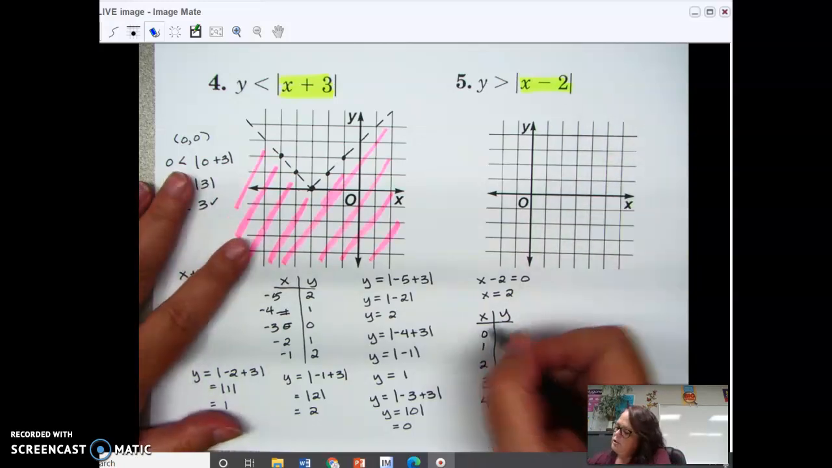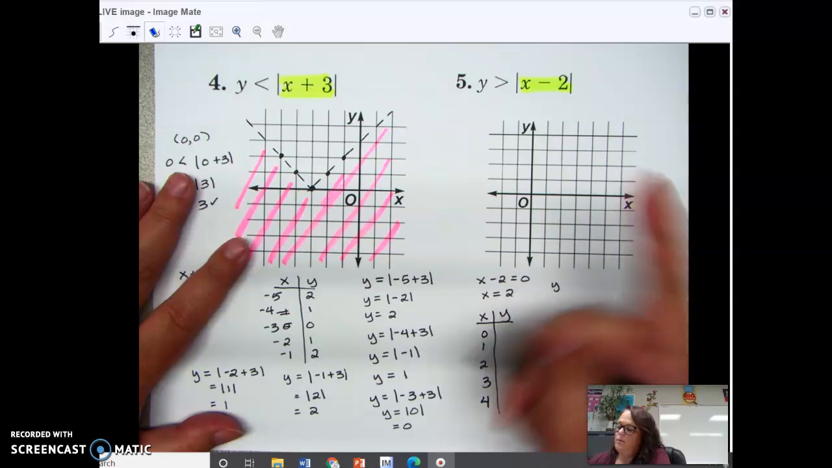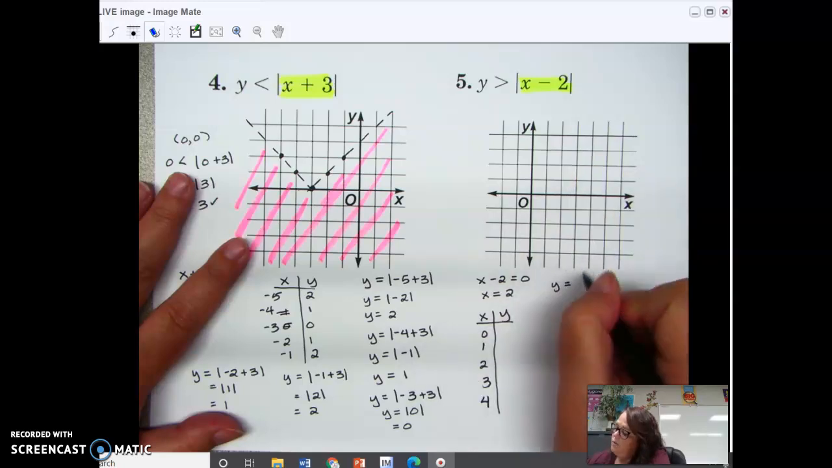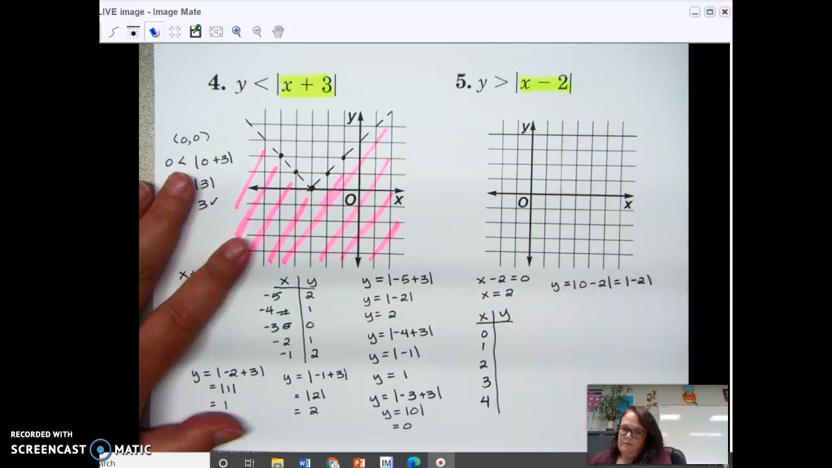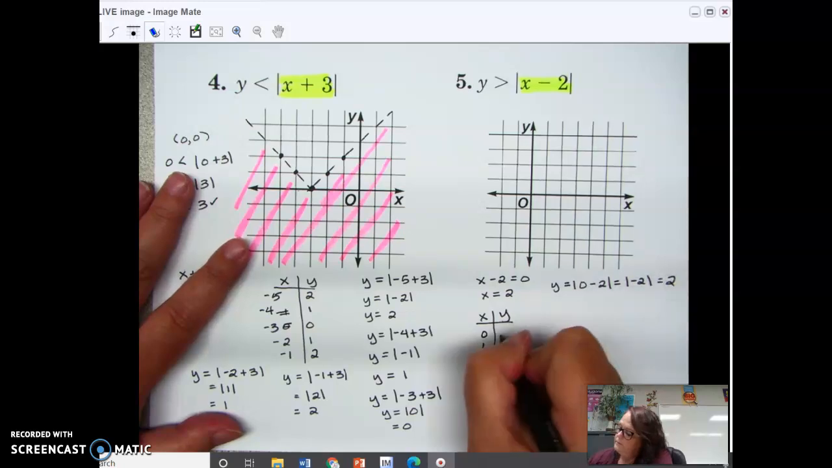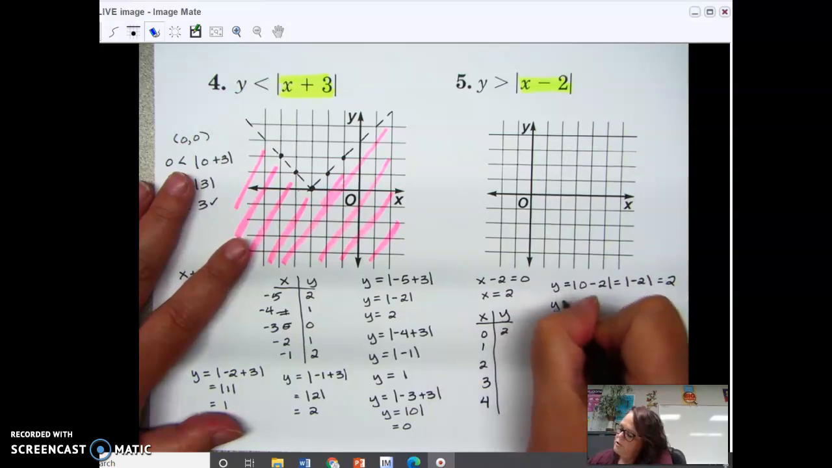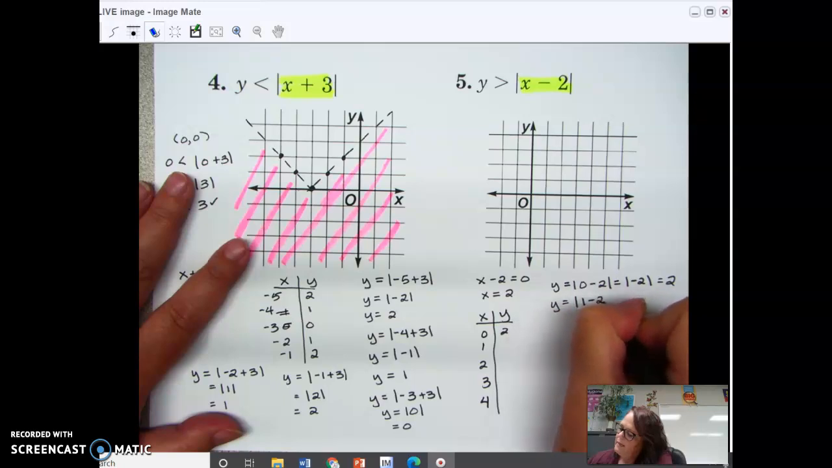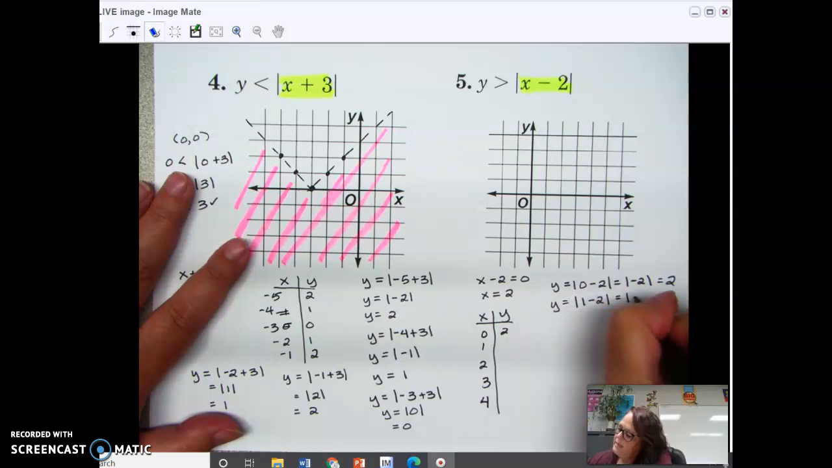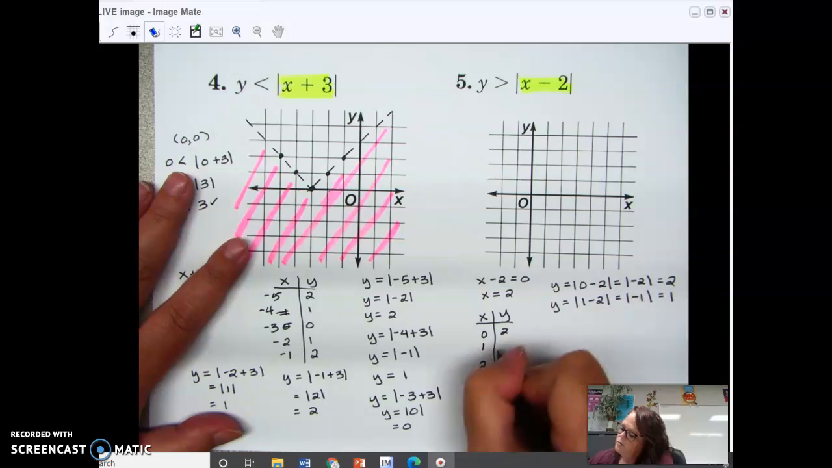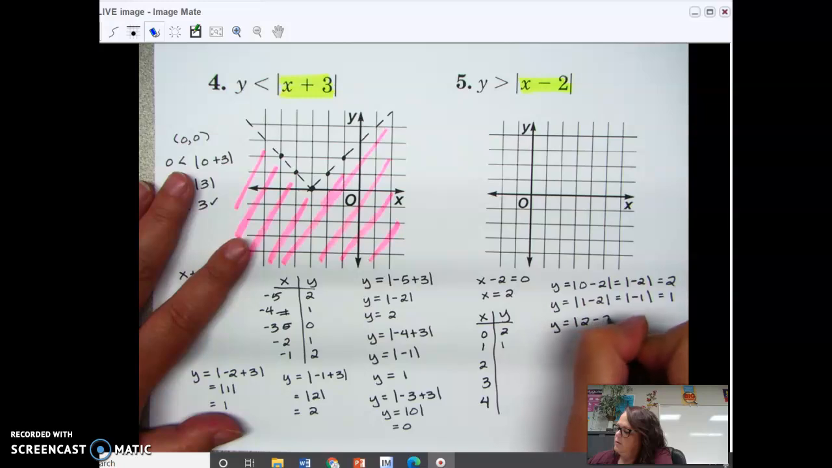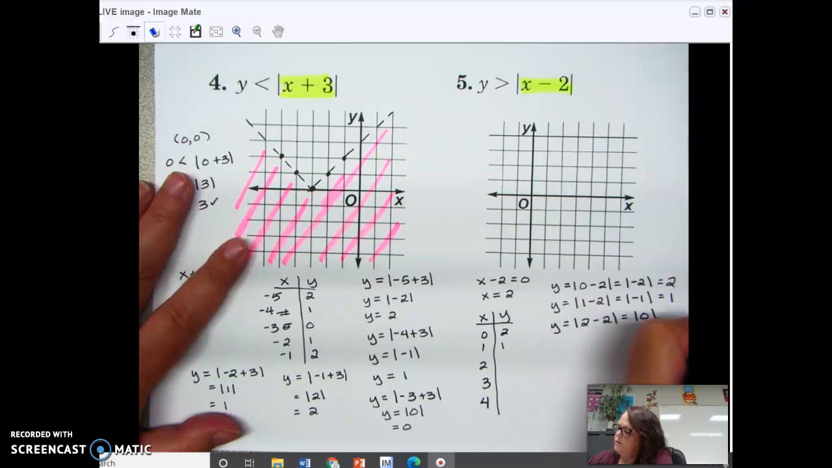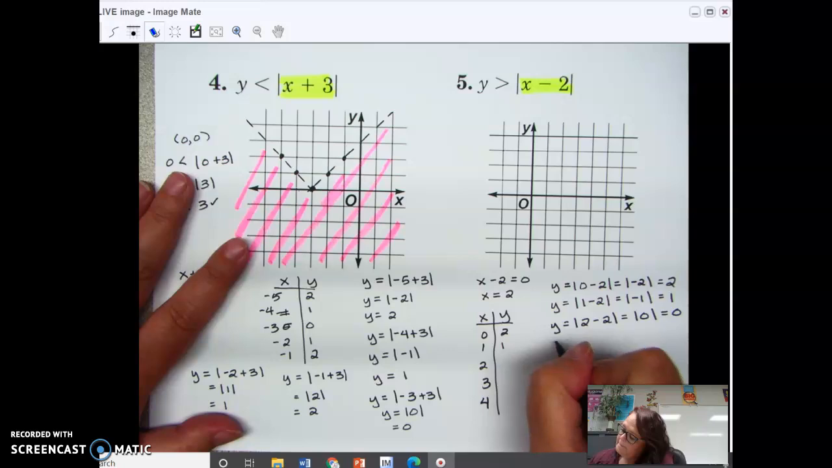So then we're going to substitute. So if I substitute 0, again, I'm not worried about the inequality right now. I get y is equal to 0 minus 2 inside the absolute value. And so that's going to be the absolute value of negative 2, which gives me 2. If I substitute in 1, I get the absolute value of 1 minus 2. So that's going to be the absolute value of negative 1, which is 1. If I substitute 2, I'm going to get the absolute value of 0, which is 0.